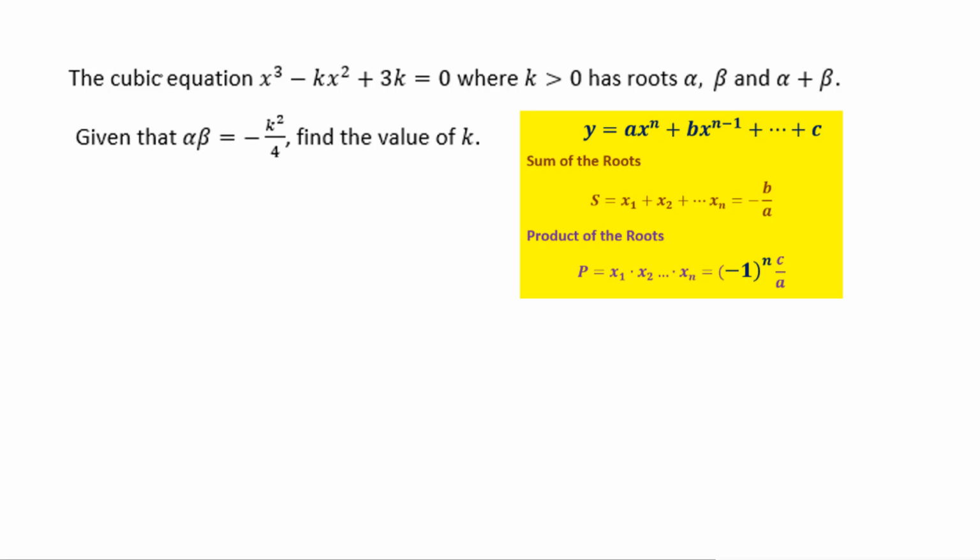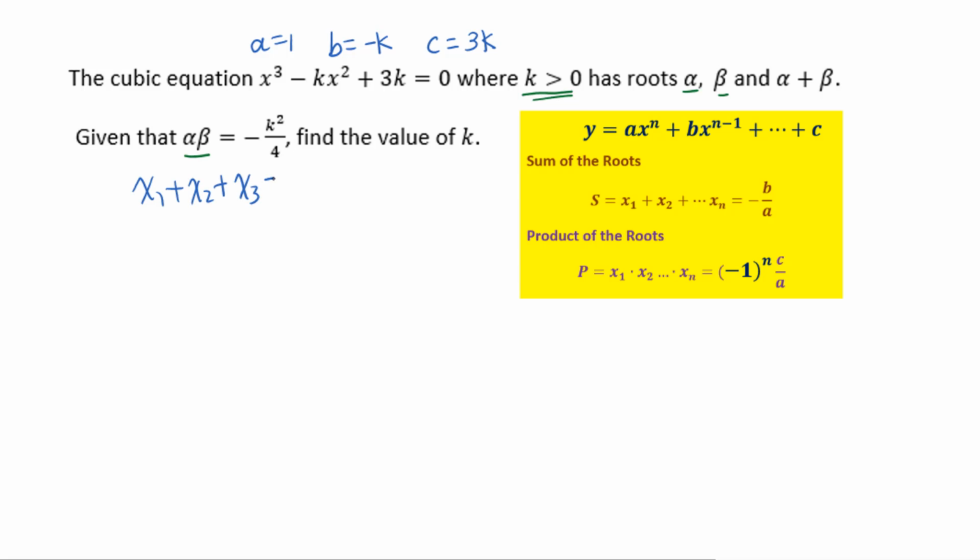Let's go to an example. The cubic equation x to the third power minus kx squared plus 3k equals 0, where k greater than 0, has roots alpha, beta, and alpha plus beta. Given that alpha times beta equals negative k squared over 4, find the value of k. Since we already know all the roots of this cubic equation, we can use the sum and product of roots formula. For this cubic equation, we have a equals 1, b equals negative k, c equals 3k.